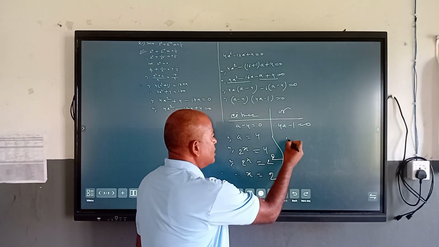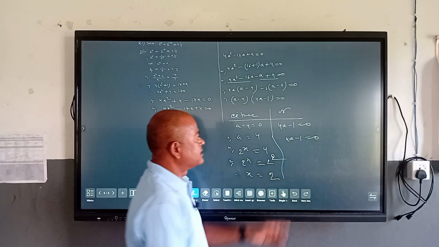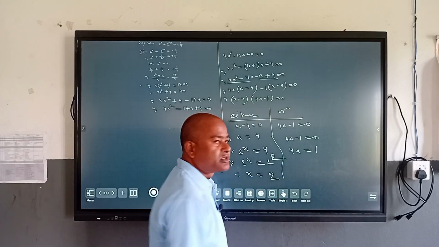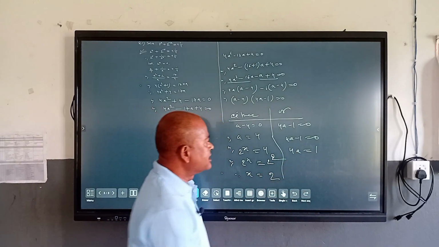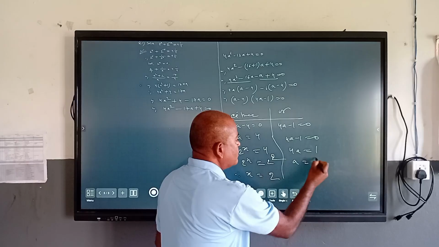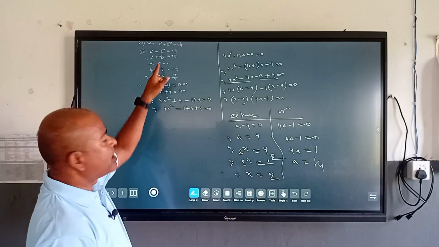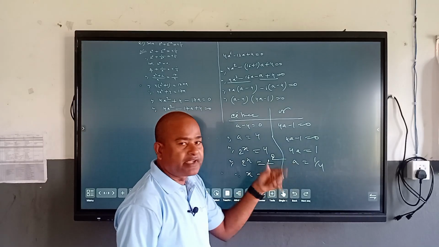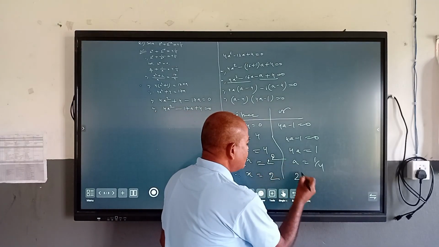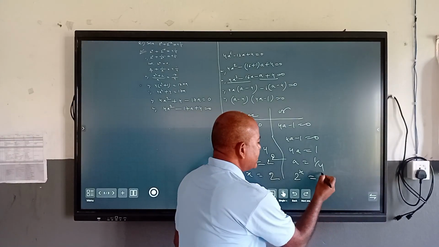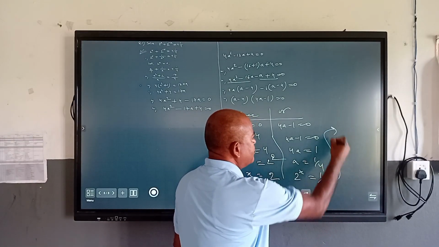Now if we solve the second linear factor, 4a minus 1 equals to 0, we get 4a equals to 1, as moving minus 1 to the other side it will change into plus. So a equals to 1 by 4. We know the value of a is 2 power x. So if we replace a by 2 power x, then we get 2 power x equals to 1 by 4.